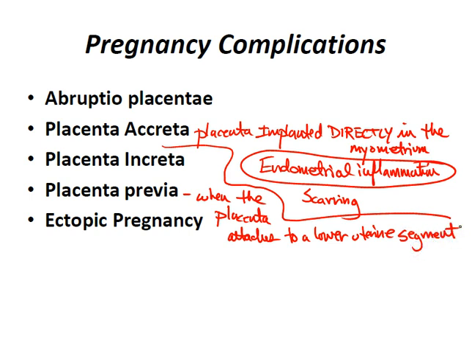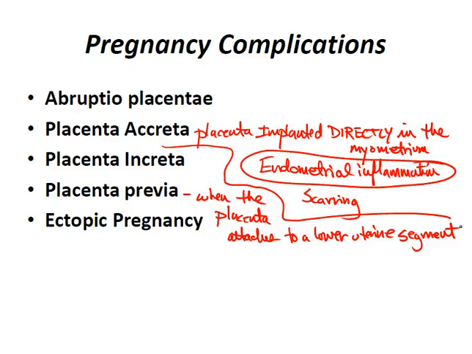When the placenta attaches to a lower uterine segment, it may cover the cervical os. So it can coexist with placenta accreta, and usually presents with painless bleeding in the third trimester. Okay, painless bleeding in the third trimester. Start thinking placenta previa, placenta accreta, etc.